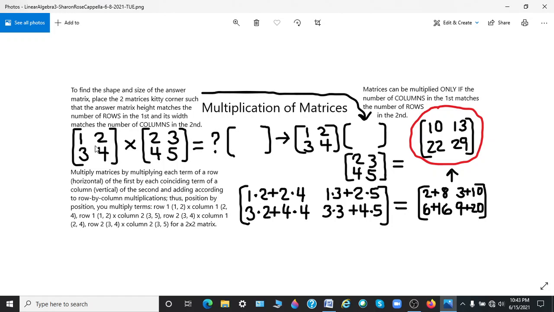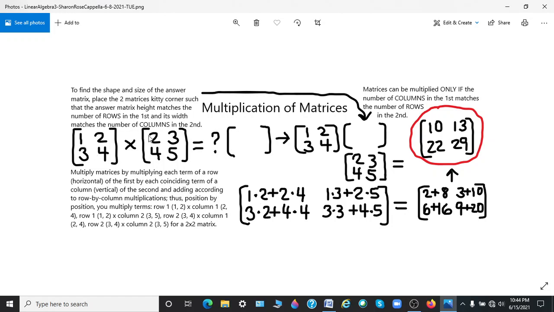So it would be 3 times 2 plus second terms 4 times 4. You see how this works? On the left, the first matrix, you're doing row only. So you're going horizontal as you do the computations. In the second matrix, you're doing vertical, moving from item to item. So that is the rule.